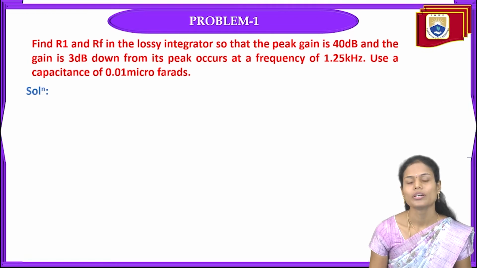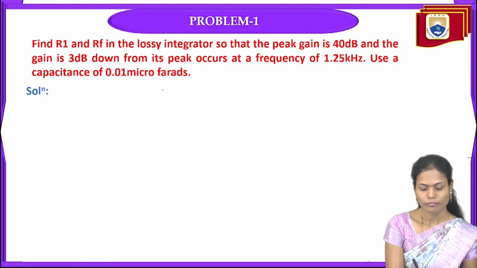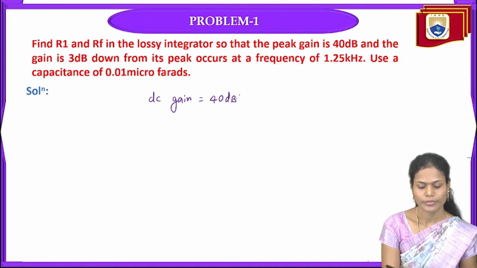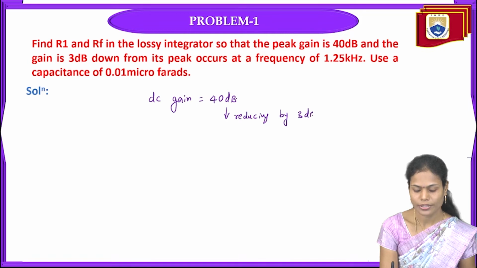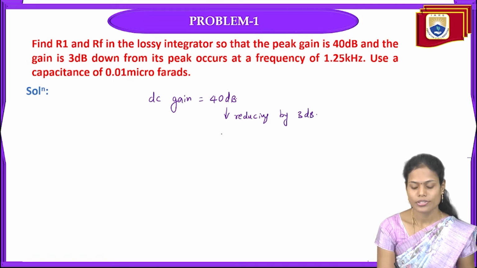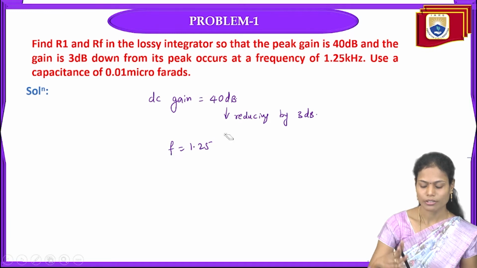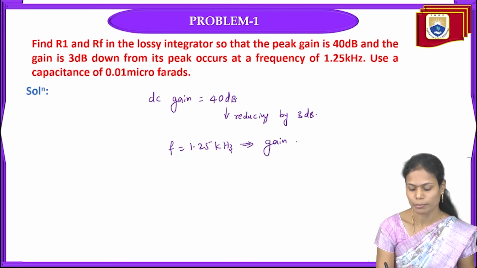That is nothing but we have to design the integrator circuit from the given parameters. The DC gain value is given. Peak gain is nothing but the DC gain here, that is 40 dB. And this 40 dB gain is reducing by 3 dB whenever the input signal frequency is at 1.25 kHz.